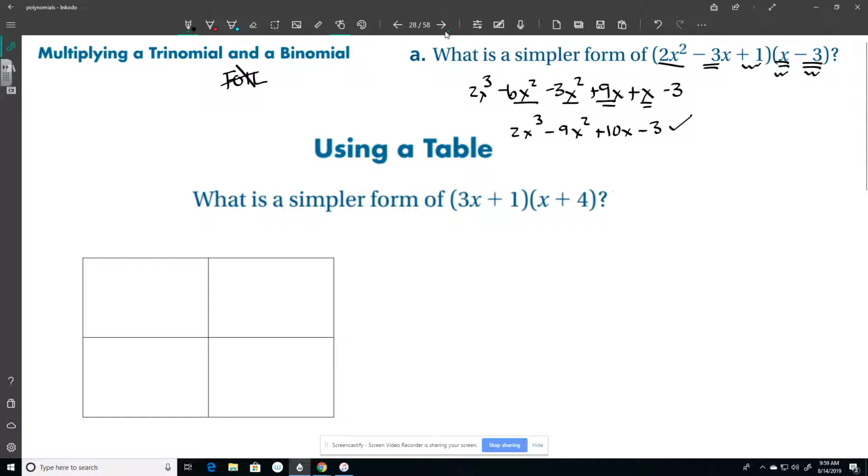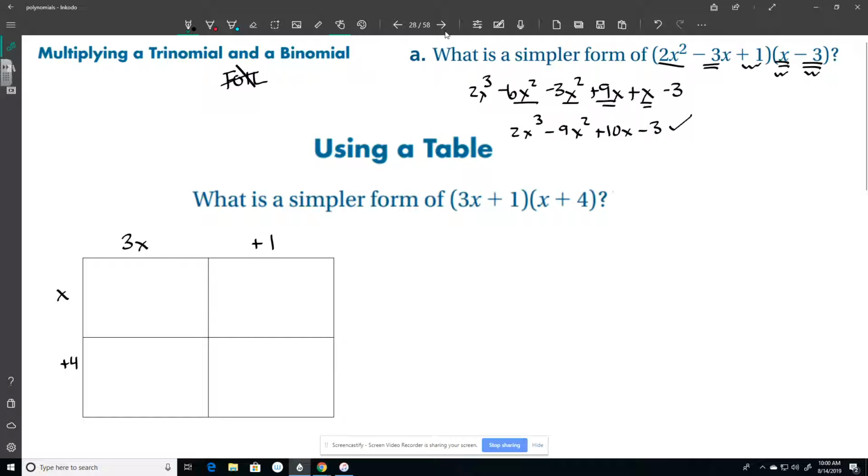One of the other ways to do this is using a table, and I know that a lot of people liked this back in elementary school when they were doing formulas and different multiplications. The way that it works is I've got 2 terms in my first parentheses. So I have 2 squares, and I write 1 term in each box. So I write 3x in this box, and then I put a positive 1 in this box. These 2 terms in the other set of parentheses, I'm going to write going down. I have an x and I have a positive 4.